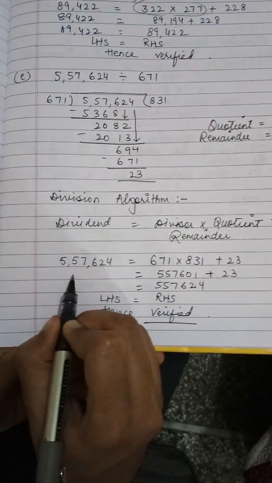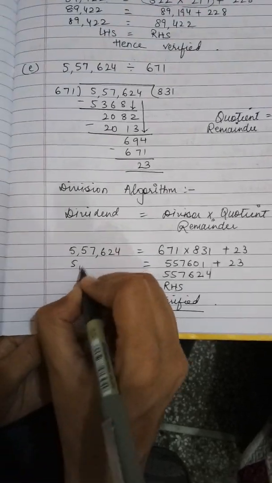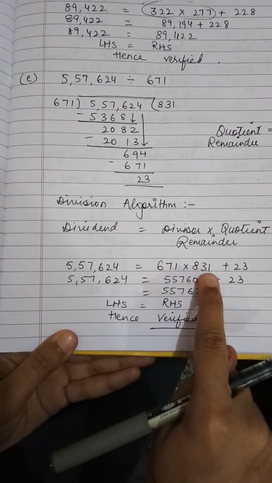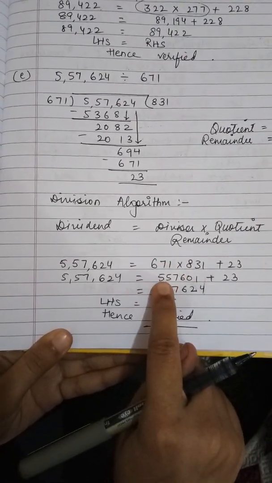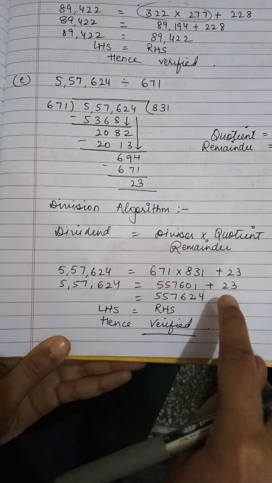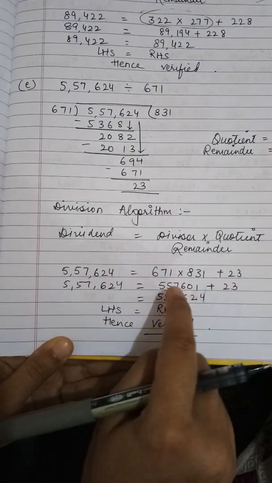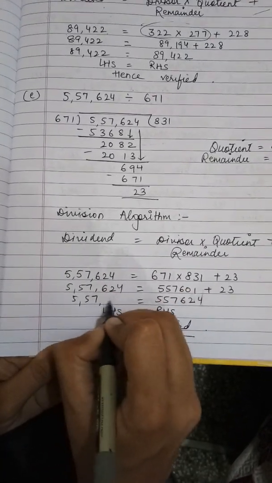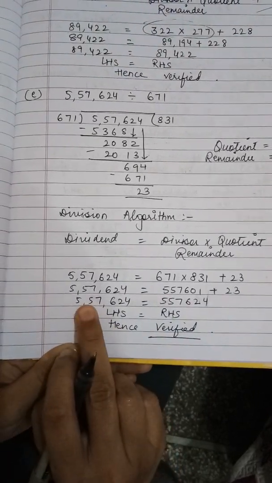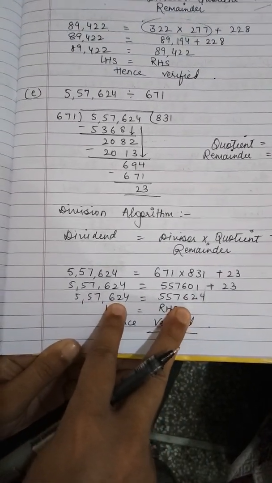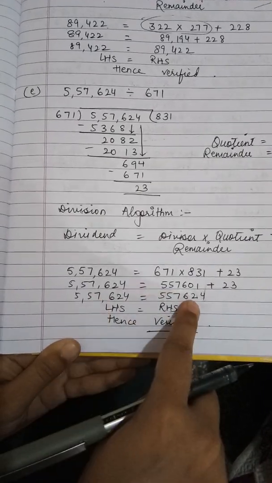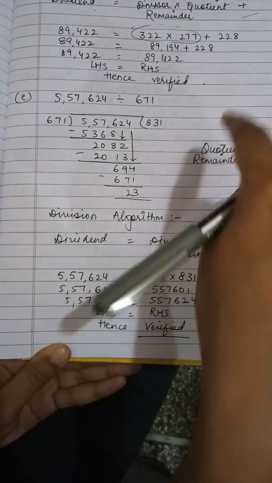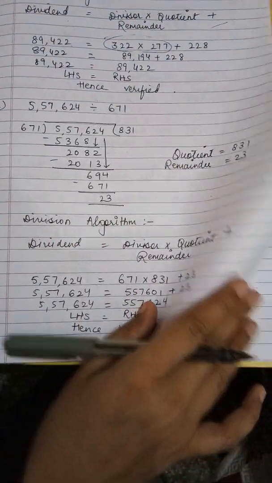Now again on the left hand side, since only one number is there, I am going to place here 557624, right? Then I'm going to multiply 671 by 831. I'm going to multiply these two numbers and I'll be getting 557601. Then I'm going to add 23 to this number. After adding 23, I'll be getting the same dividend, 557624. Now you can see that on the left hand side and right hand side, in both sides my values are coming same. Left hand side is equals to right hand side. Answer is verified. Verified means the quotient and remainder which I have found were correct.